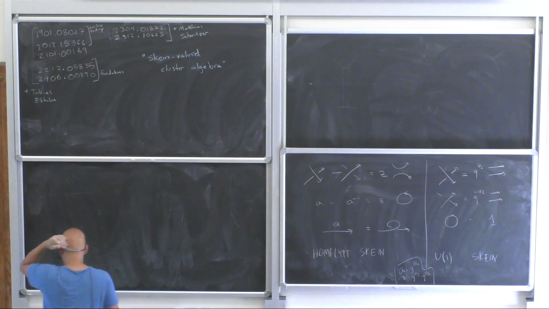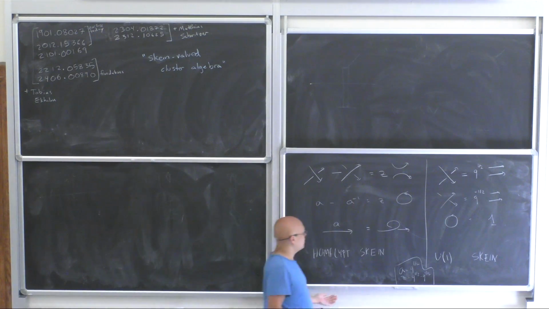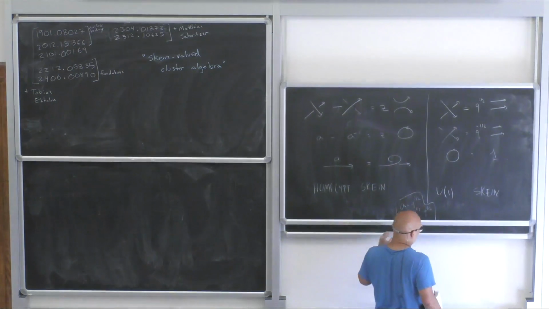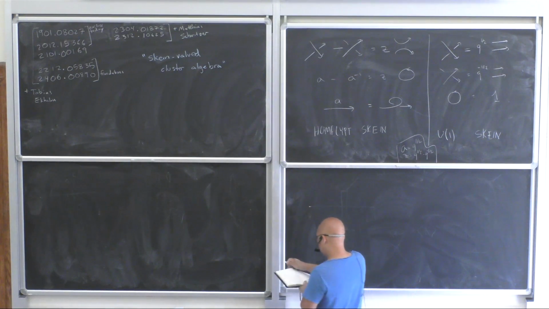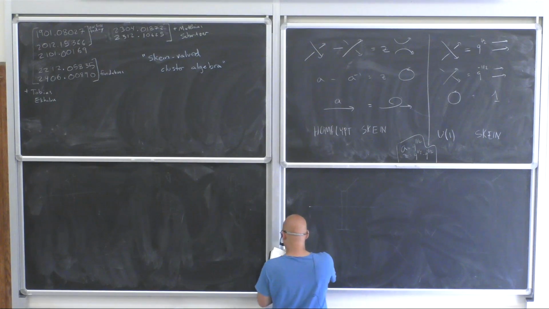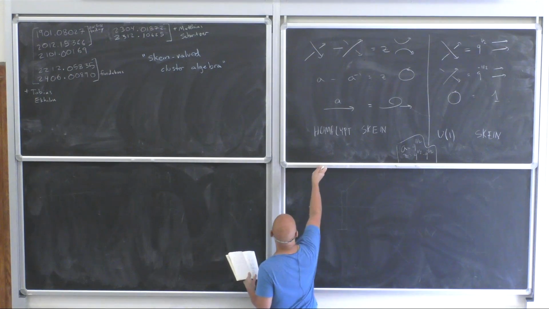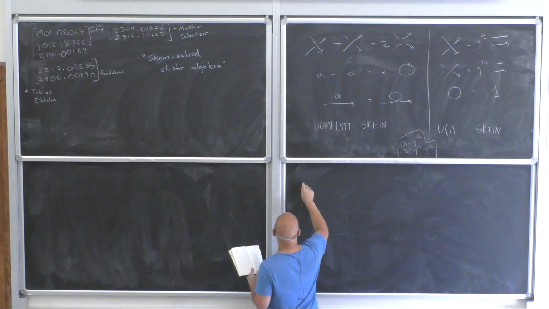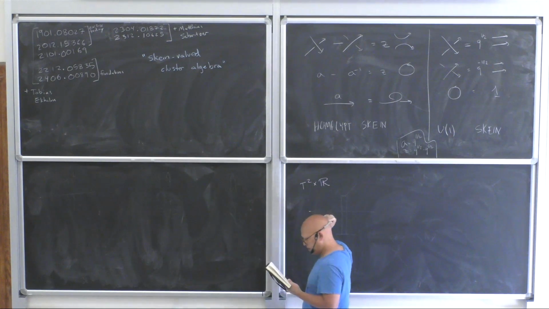All right. Let me discuss something else which came up in Tobias' talk. Let me pause and discuss it a little bit, which is this quantum torus. So let's consider T2 times R. We're going to consider the skein of this thing.